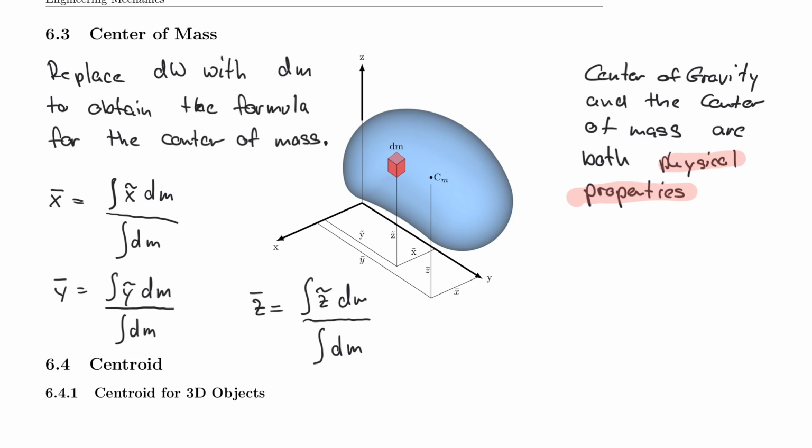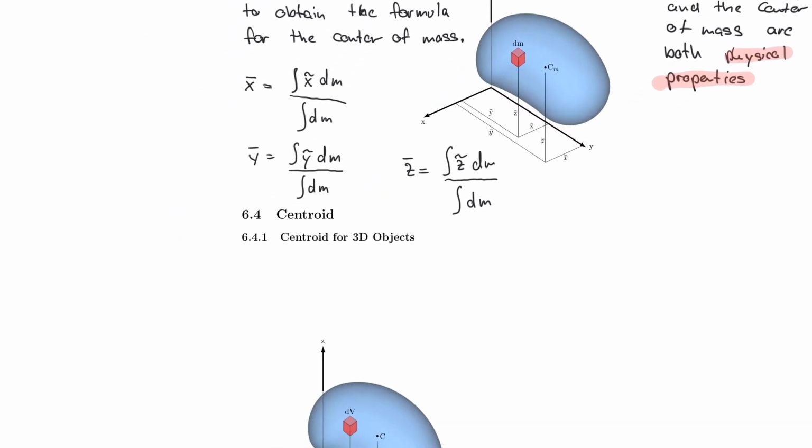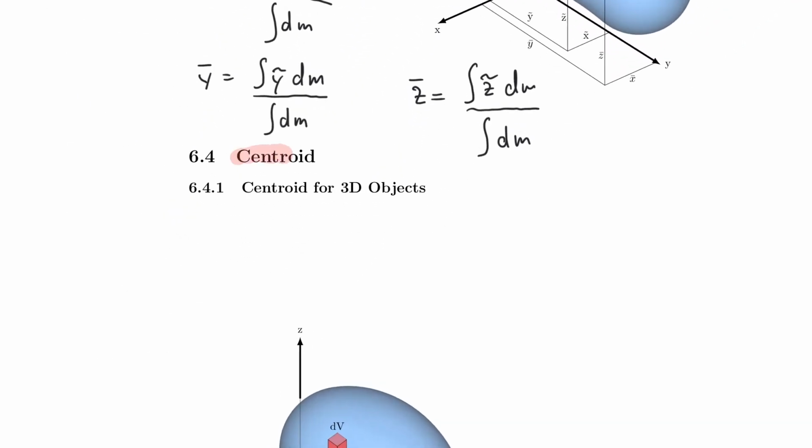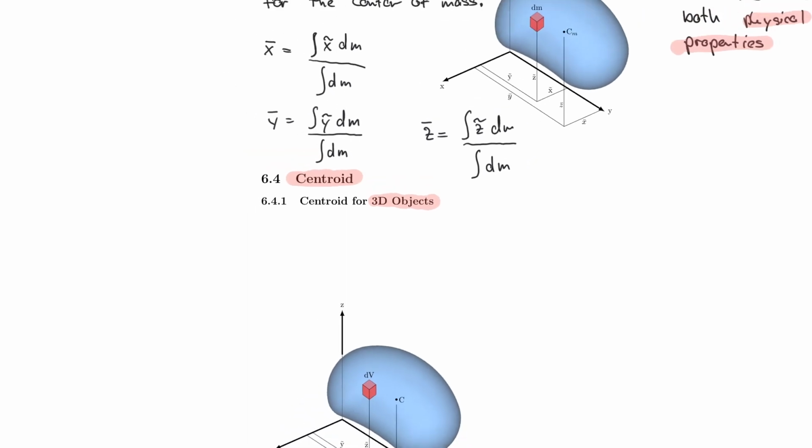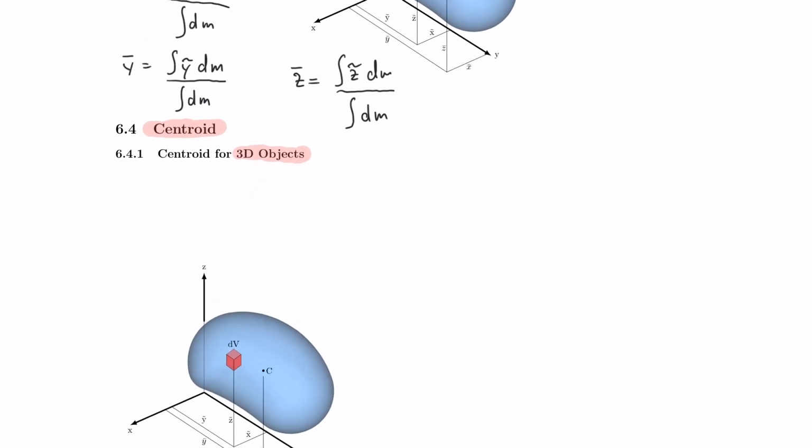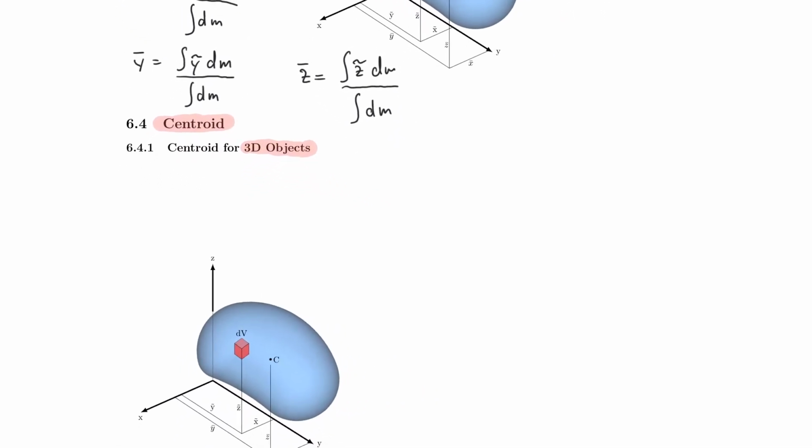This is very different for the next thing we're going to talk about. So now we're going to talk about the centroid, and you will see that the centroid, first we will of course talk about 3D objects because that's where we're coming from, but the centroid is actually a geometric property. So now let's start and analyze that. So the centroid is a geometric property.